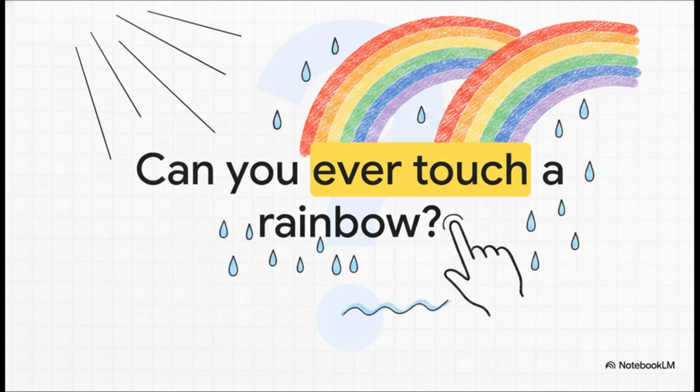Can you ever actually touch a rainbow? It's a fun thought, right? But the truth is, a rainbow isn't a physical object at all. You can see it vividly. It looks like it's right there, but you can never reach out and grab it. It's literally one of nature's most beautiful optical illusions, and once you understand exactly why that is, it's going to completely change how you look at the sky.